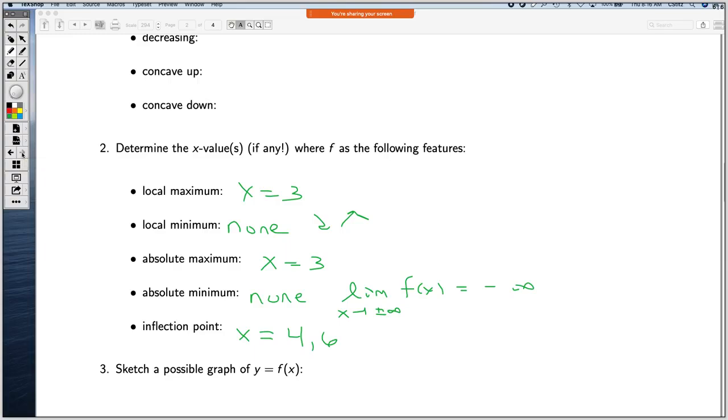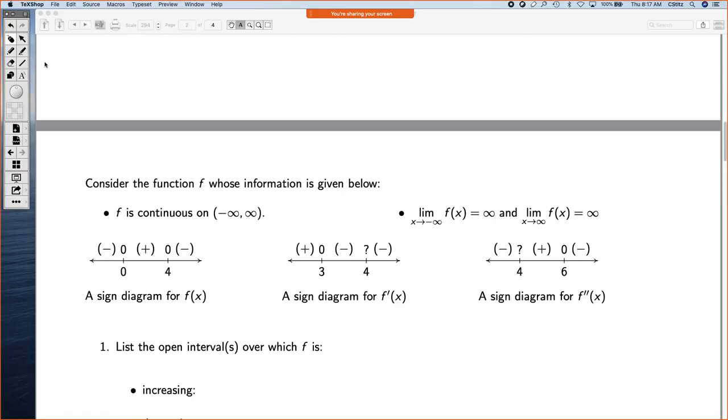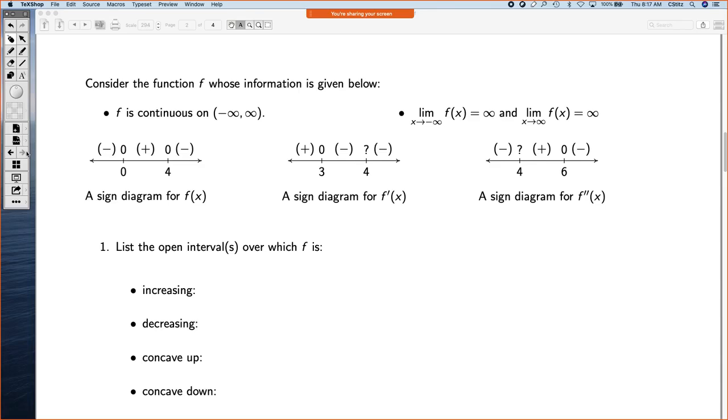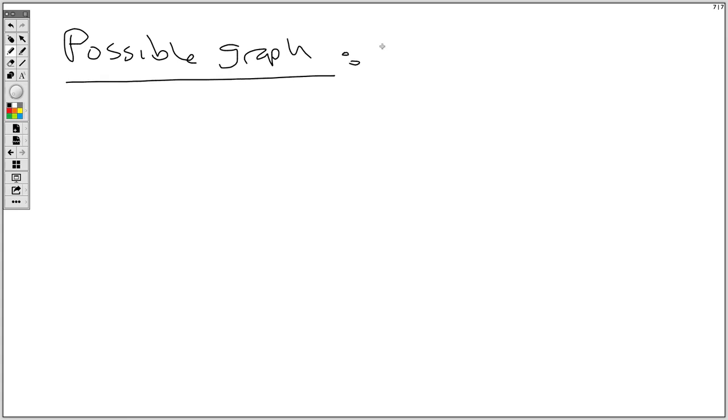Now we want to put everything together and sketch a possible graph. So I'm going to keep this handy, and we're going to look at the possible graph. Since we're not given the actual function itself, I have no idea the actual y value on the graph, except unless it's 0, positive, or negative. Here's what I like to do with these types of problems.